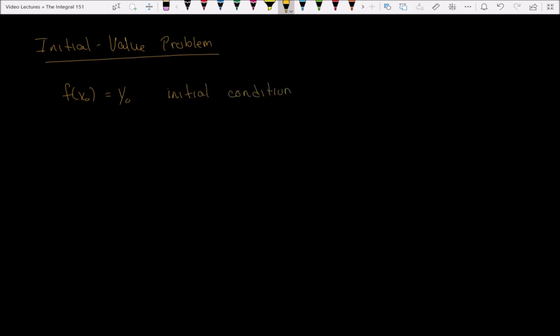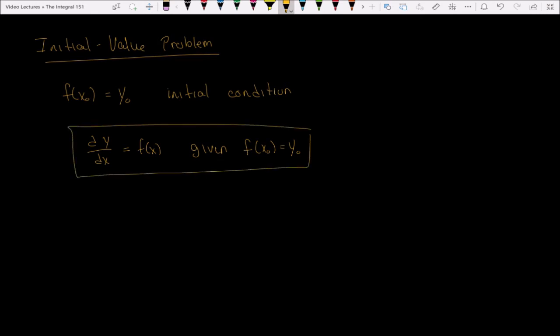And the initial value problem is dy dx equals f of x, given f of x naught equals y naught. This is the initial value problem. So really what an initial value problem is, is finding a specific antiderivative given some initially known value of the function.